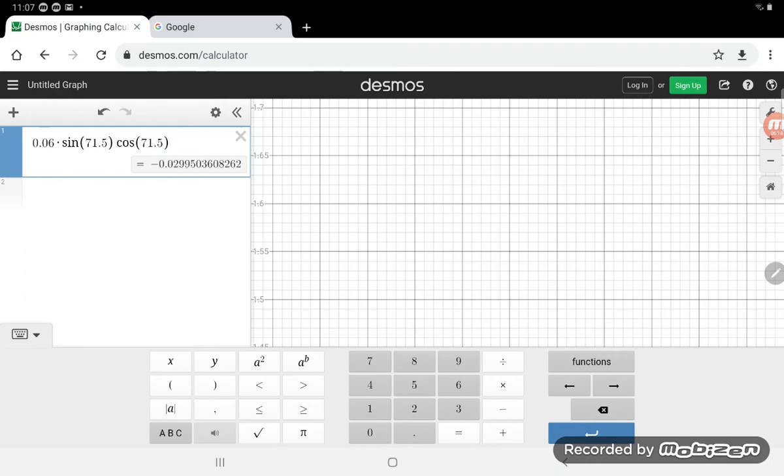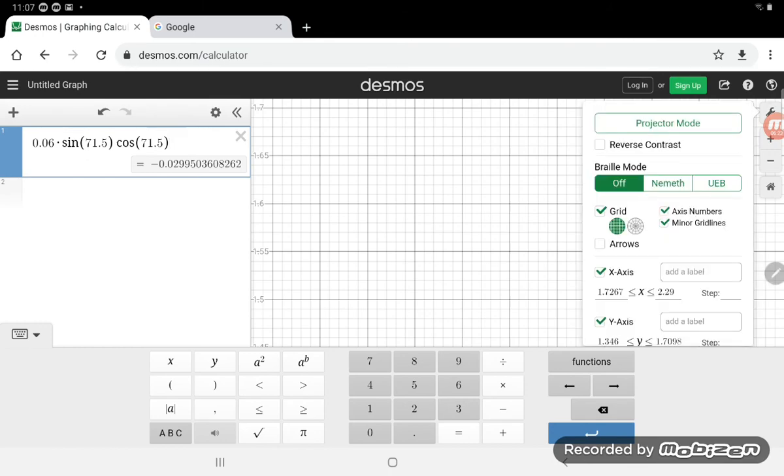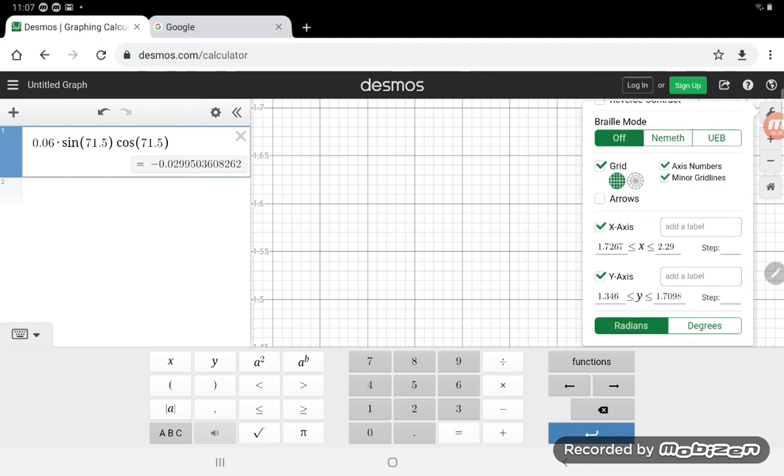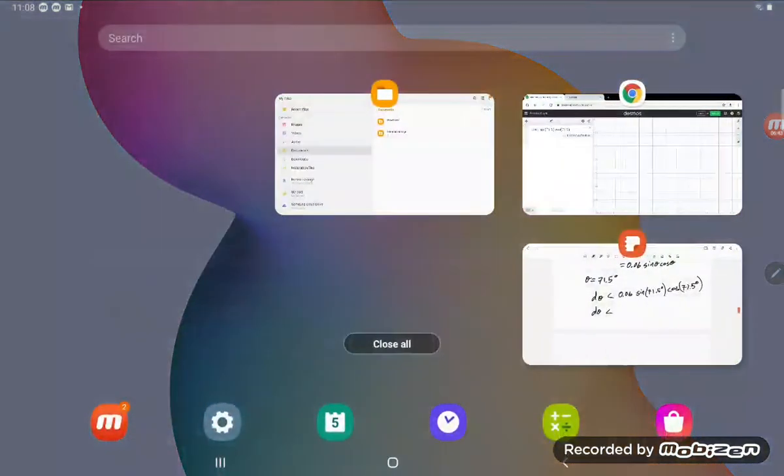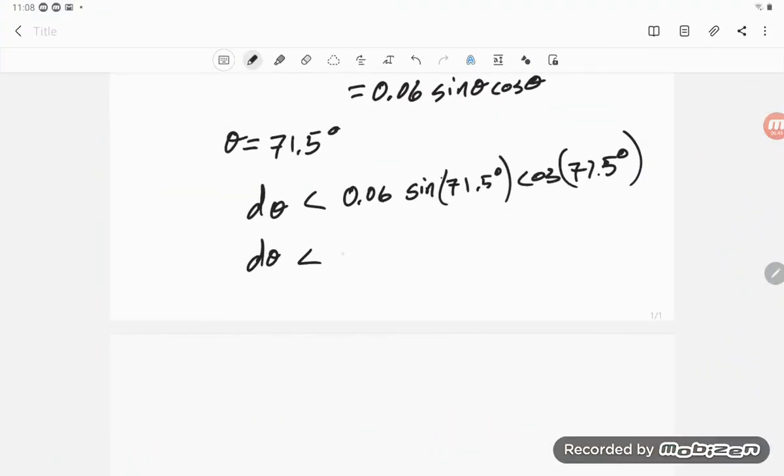And see, so that says I need to be around negative 0.0299 or 0.03. I don't believe that's true. I need to go in here and switch from radians to degrees. And so now I can just click out here and there's my answer, 0.018. Okay, so 0.018.